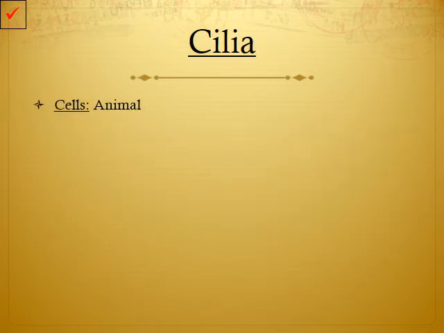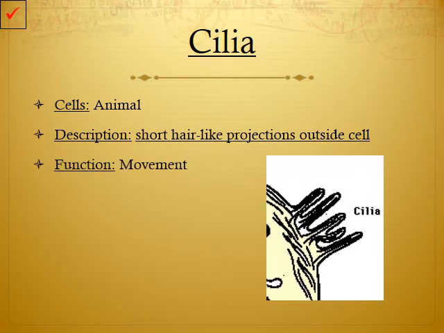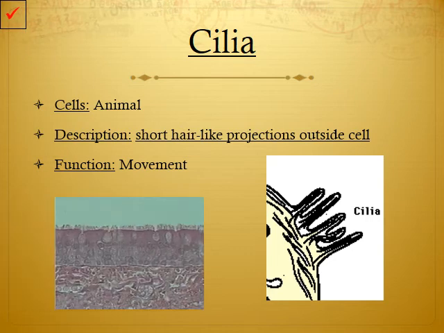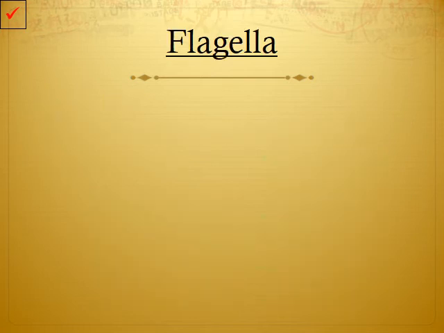Cilia. So cilia are found only in animal cells. And these are short hair-like projections outside of the cell. Their main function is primarily used for movement. So these are going to be tiny little hairs or fingers on the outside of the cell that help it move around and attach itself to other things. So as you can see here, this top layer, it's a little hard to see, but those are all tiny hairs that allow it to move.